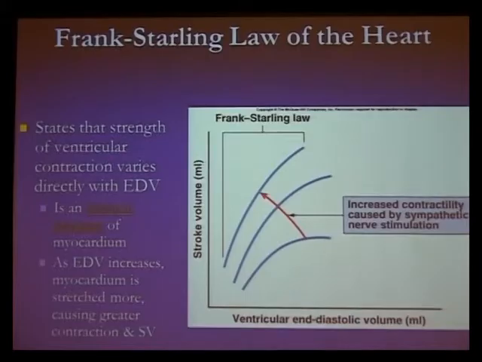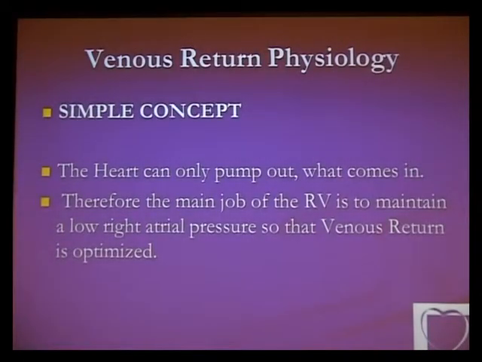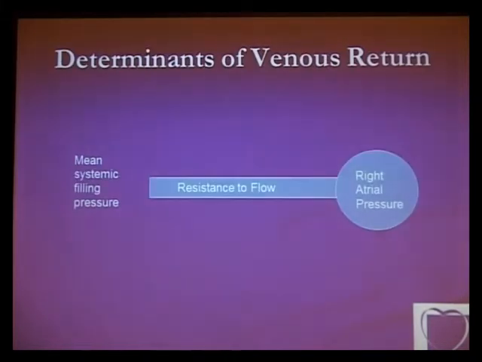And you know very well the law of Frank Starling, that the stroke volume depends on the preload, so the distension of the ventricle and the end-diastolic volume, and this depends, of course, on the venous return. But the curve of Frank Starling goes up until some volume, then decreases, and this is very important in the treatment of right ventricular dysfunction. So the simple concept is that the heart can only pump out what comes in, and the main job of the right ventricle is to maintain a low outlet pressure to allow a good venous return.